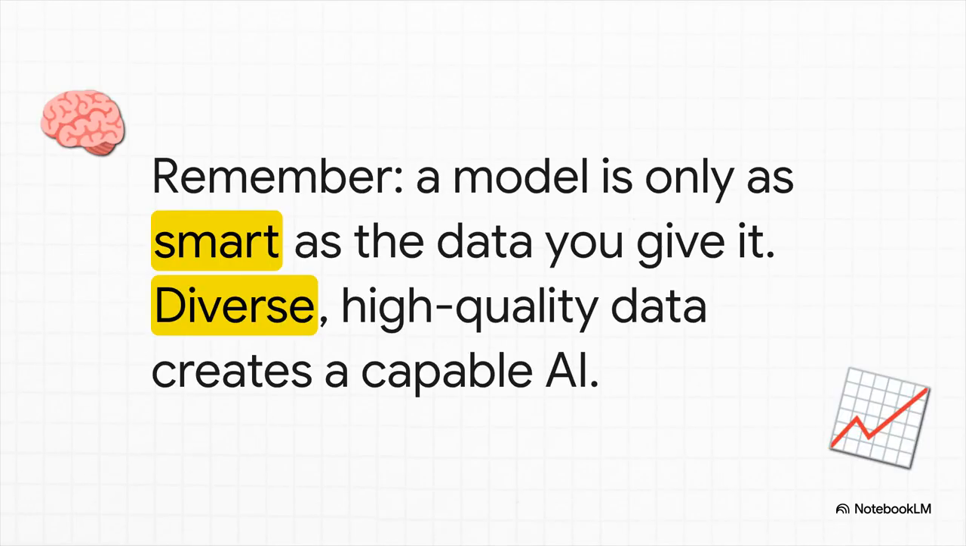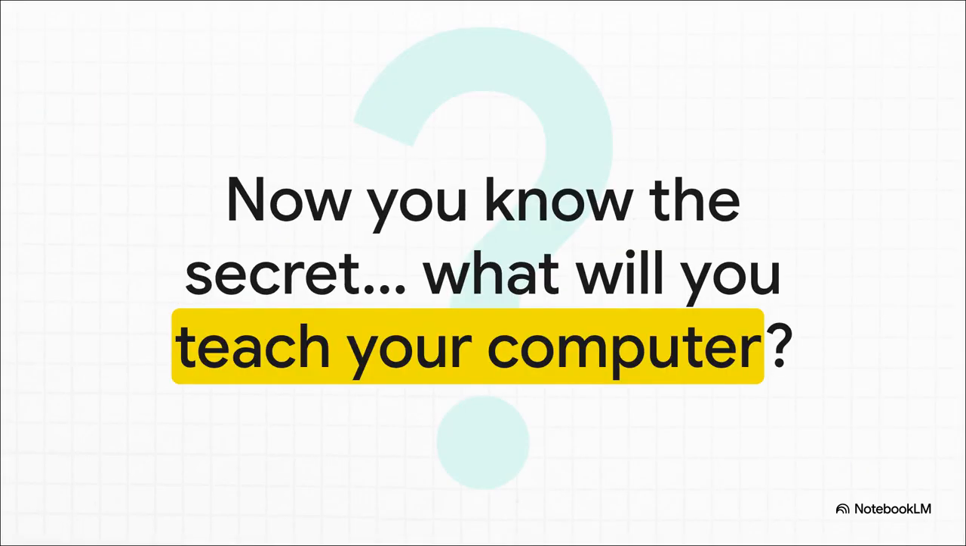So, if you remember just one thing from all of this, let it be this. A model is only as smart as the data you give it. Garbage data in, garbage AI out. But if you put in diverse, interesting, high-quality data, you get a smart and capable AI out. You now know the fundamental secret to building artificial intelligence. You've got the tool, you've got the knowledge, so the only question left is, what amazing, creative, or wonderfully weird thing are you going to teach your computer to see first? The possibilities are literally endless.